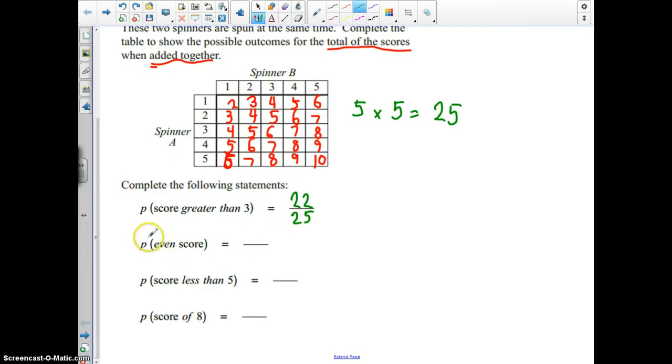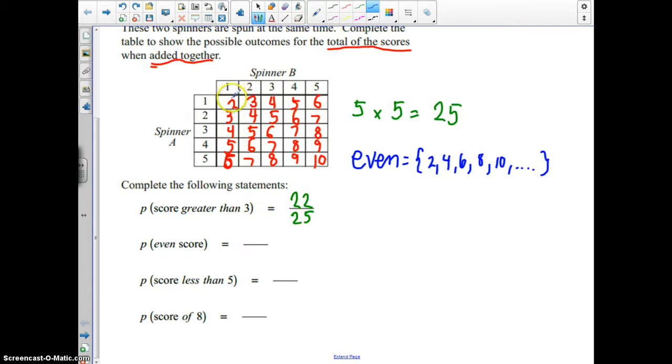Okay, now, probability of even score. Now, how many numbers there are even? Again, even numbers, okay? Even numbers are numbers like 2, 4, 6, 8, 10, and so on. Okay, it follows this pattern. Alright, so how many even numbers do you see?